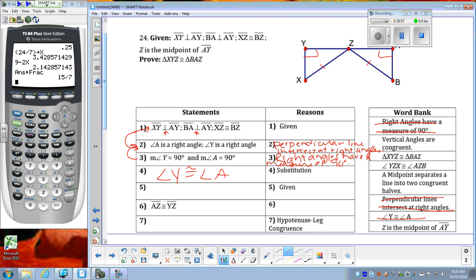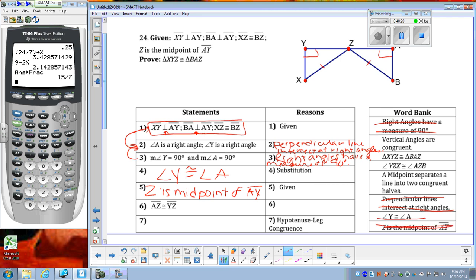All right, now I have something else given. Well, if I look here, I have my given information up here. When I look over on my side, on my word bank, oh, I also know that Z was the midpoint of AY. That's what goes here. Z is midpoint of AY.